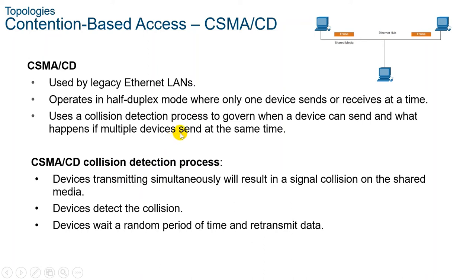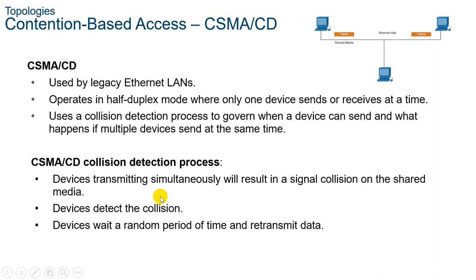So once there is a collision, this is what will happen. Devices transmitting simultaneously will result in signal collision on the shared media. Devices detect the collision, since you have here the collision detection feature, and devices wait a random period of time and retransmit the data. That's how it works on CSMA/CD.